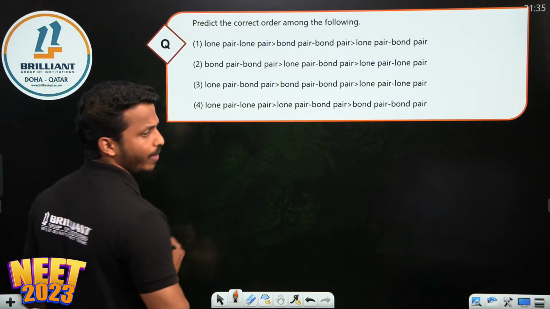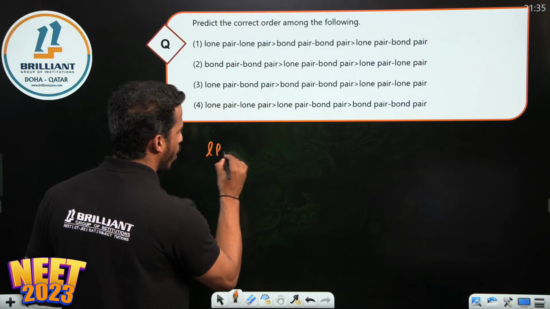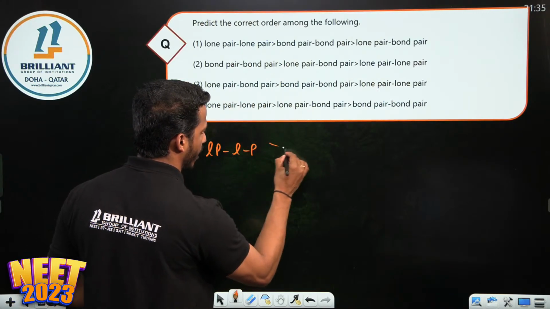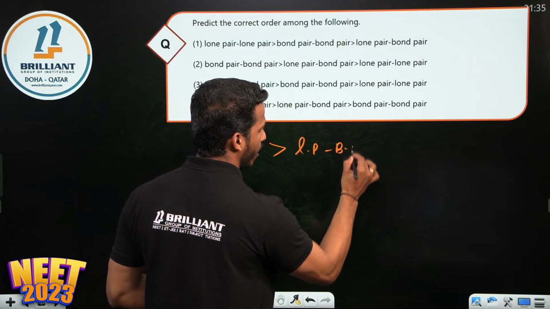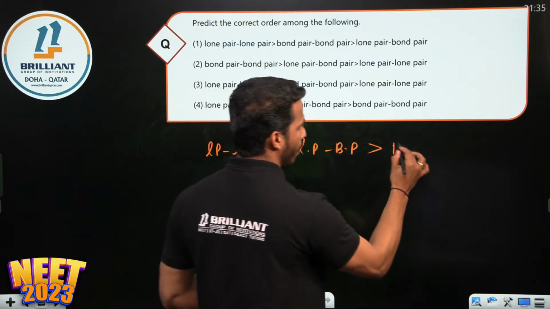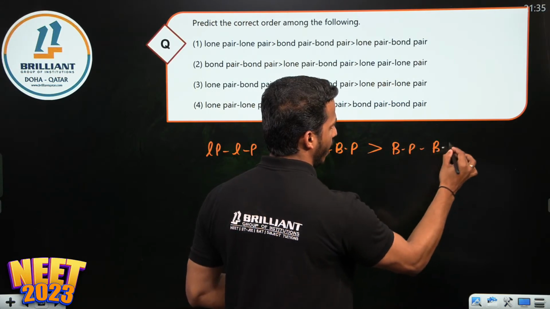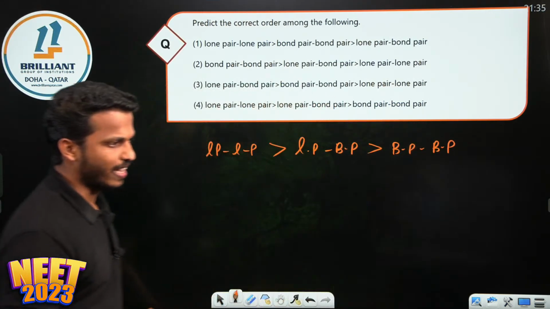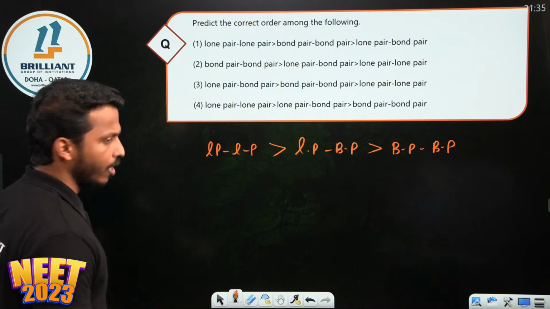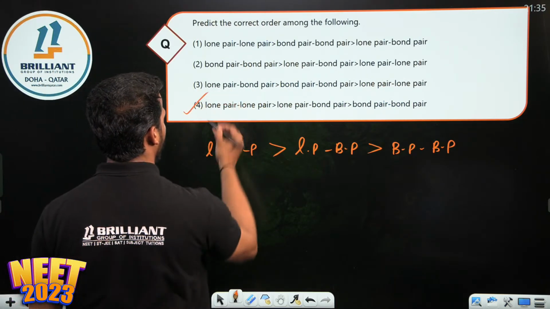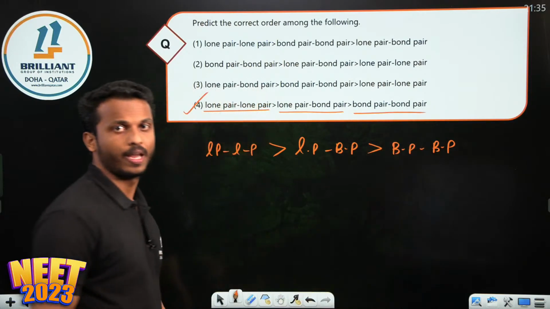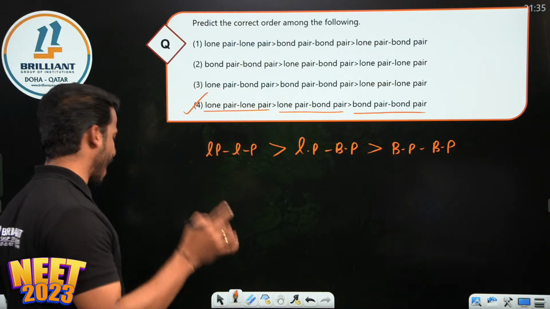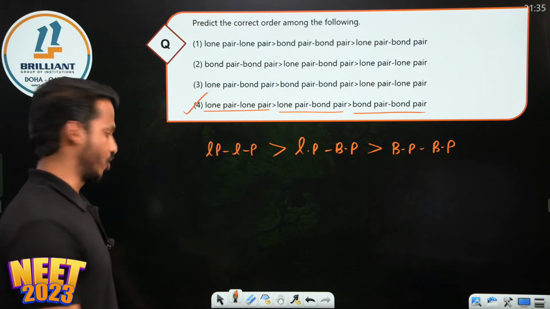Dear all, according to VSEPR theory, lone pair-lone pair repulsion is greater than lone pair-bond pair repulsion, which is greater than bond pair-bond pair repulsion. So what is the correct answer? That is option D. Yes, the fourth one. Lone pair-lone pair, lone pair-bond pair, bond pair-bond pair repulsion. It's one of the postulates of valence shell electron pair repulsion theory.